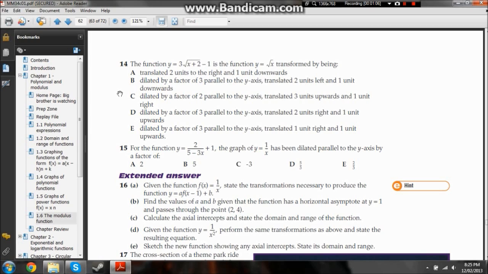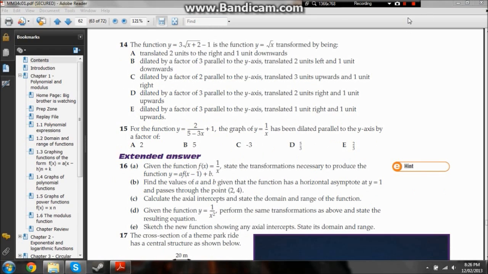D is dilated by a factor of 3, which is right. Translated 2 units right, which is not right because it's translated to the left. E, dilated by a factor of 3, it's parallel to the y-axis. Translated 1 unit right, so yeah, that's not right either. So it is B.